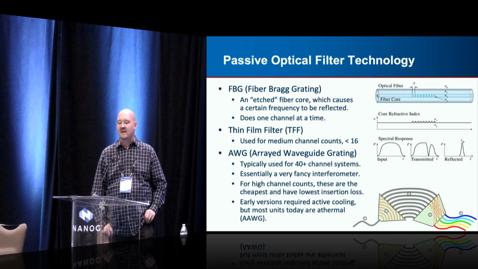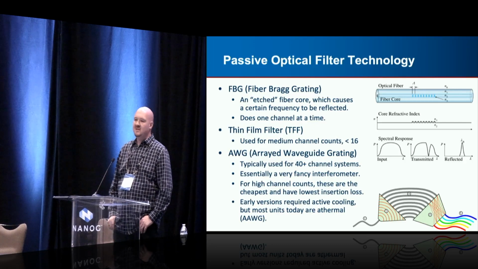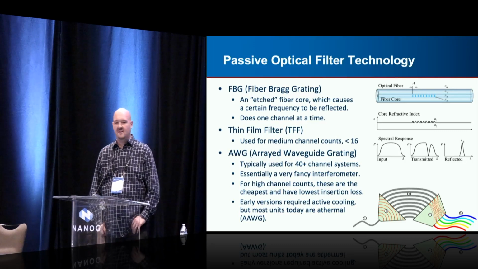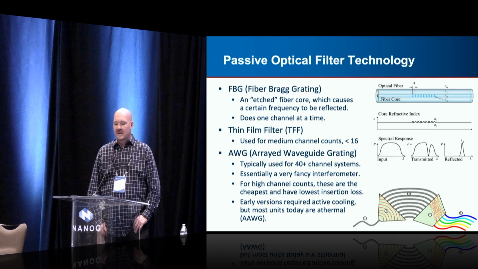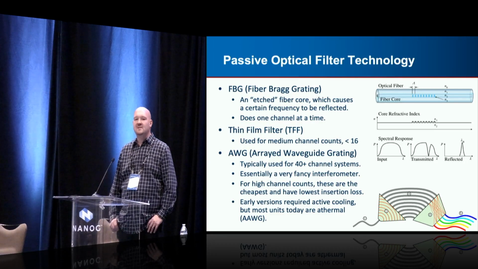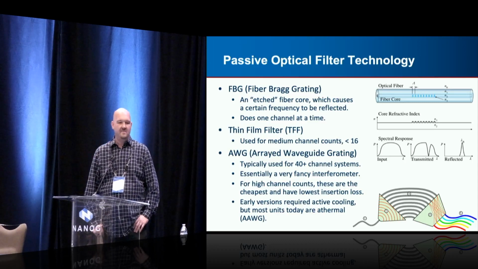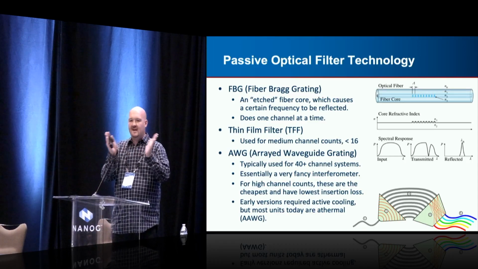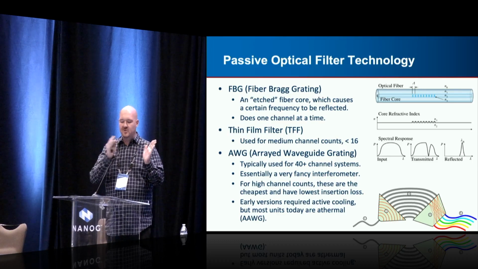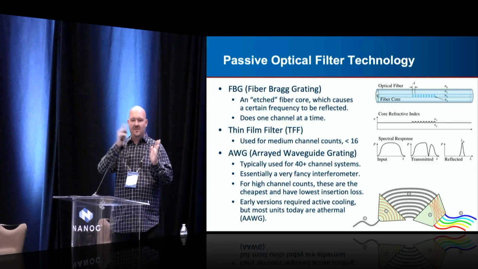The more interesting one, the one that you see for the larger systems, is what's called an AWG, an arrayed waveguide grating. So if you've got a 40 channel system, that's definitely what this is. If you've got an 80 channel system, typically it's just two of these glued together. What this is, is two prisms. So imagine you have an input and output, and you have a prism on one side that spreads the light out into a big array of fibers. So if you've got a 40 channel system, there's 40 fibers.